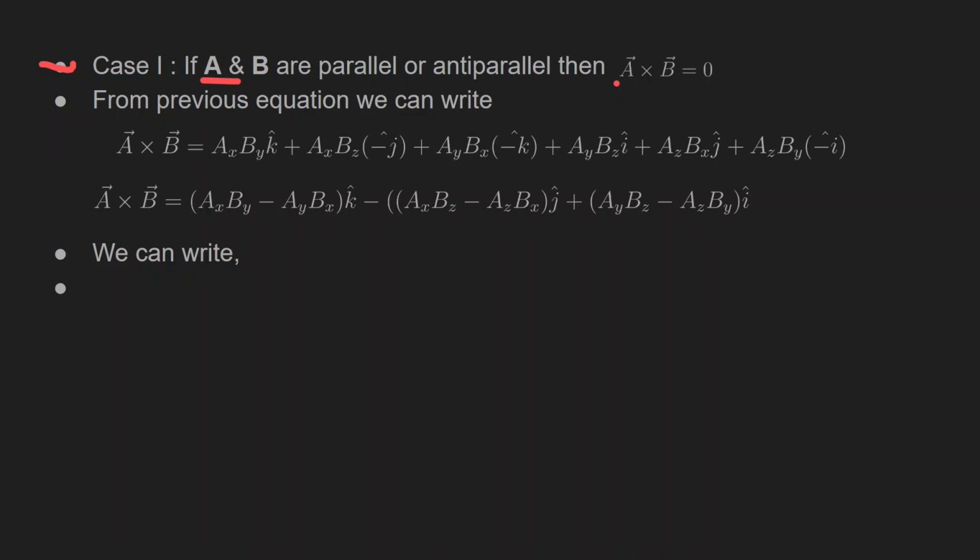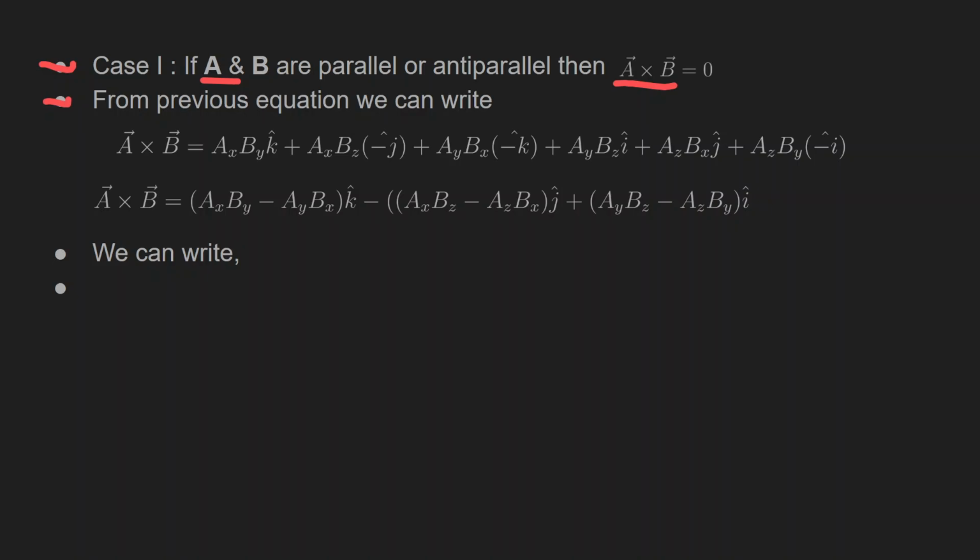I cross J terms will come up. Sorry, I cross I, J cross J, K cross K terms will be there, and that is why the vector A cross B will be 0 if they both are parallel. Now from the previous equation, I have substituted this. So I cross J has become K. So ax by k cap, ax bz minus j cap, ay bx minus k cap. That is what is written over here.